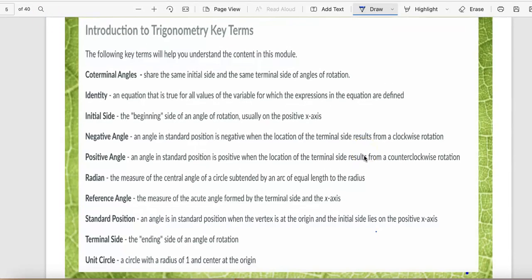Let's go over some of our key terms. First of all, I want you to pause the video and record all of these in your binder. You have to copy all of these notes in your binder.